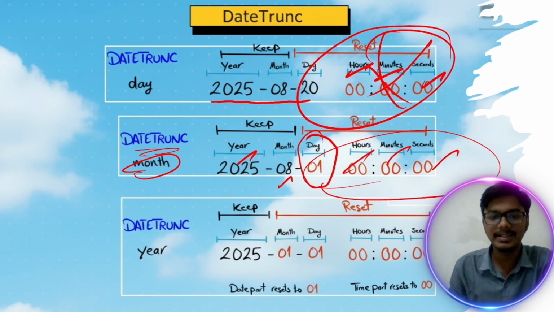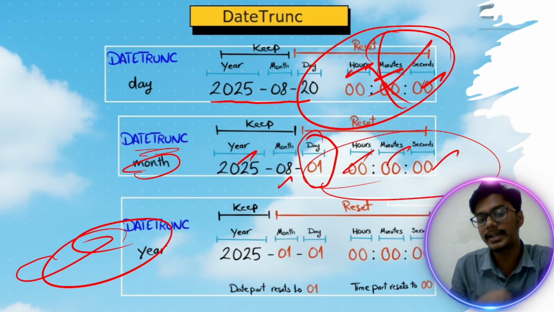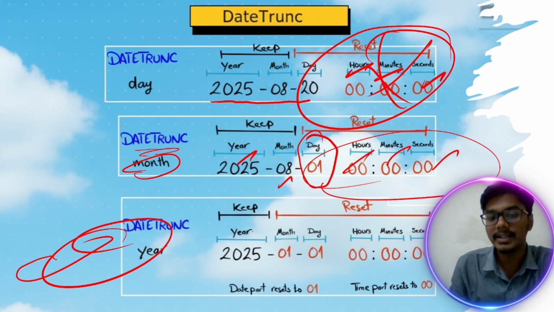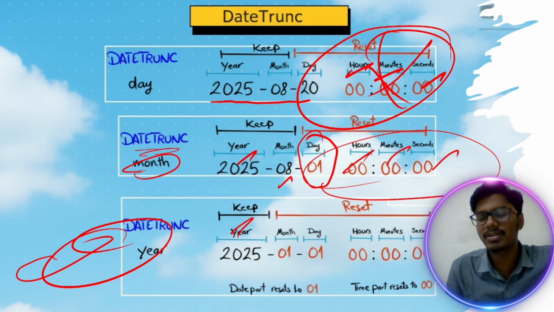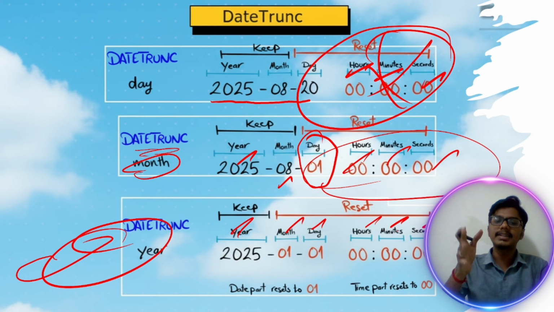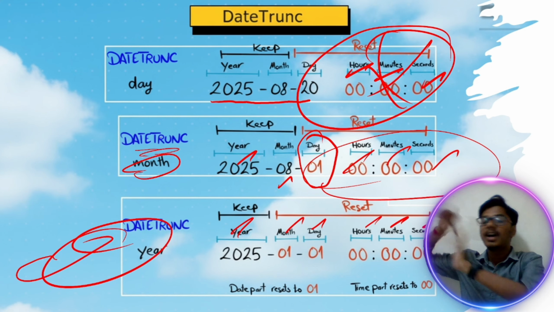So now let's dive into the year functions. We are going to truncate the year. So we are going to give the particular date to the DATETRUNC function, and we are giving the argument as year. So the year should be present as it is, and I don't want to consider the month, right? I just only want the year. So I am resetting the month, day, hours, minutes and seconds.